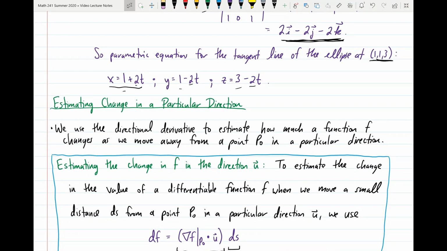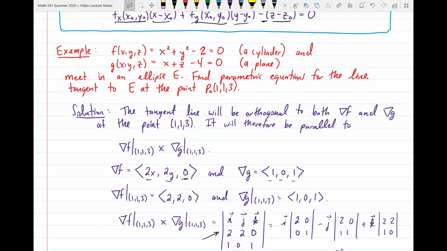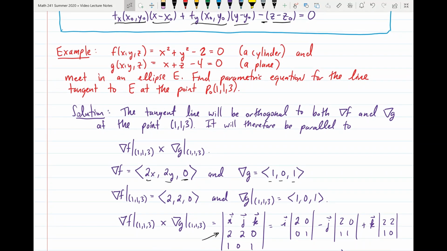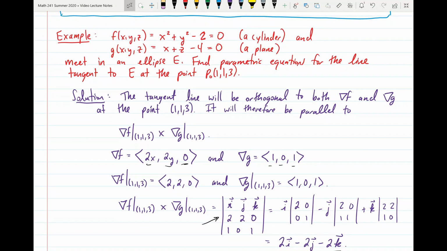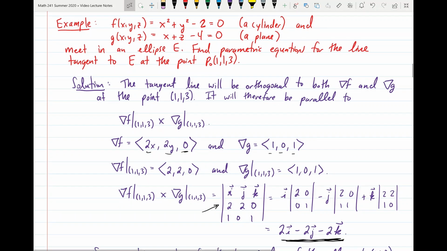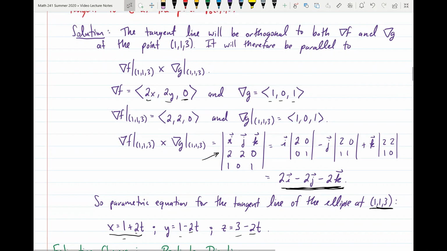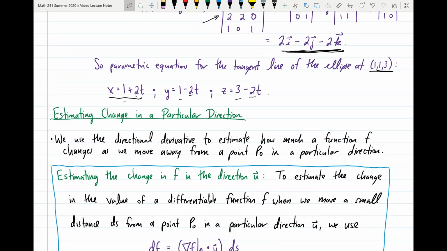So the key for this problem is recognizing that the tangent line is going to be orthogonal to both the gradient of f, the vector that is normal to the cylinder, you can think about it coming out of the cylinder, as well as the gradient of g, or the normal vector to the plane that is defined by g. And for that reason, we know that the tangent line will be parallel to their cross product. So that's the key to this example.